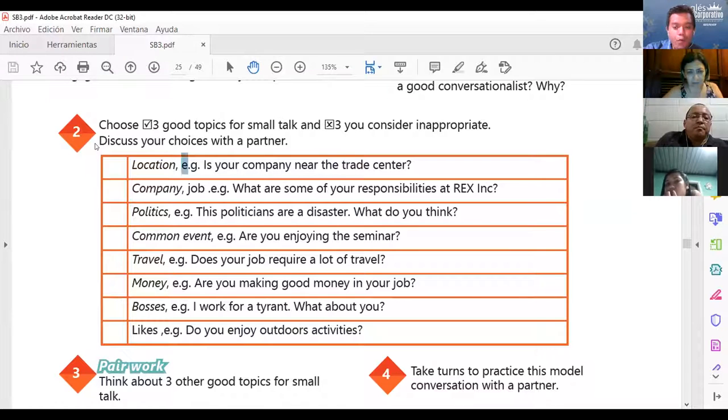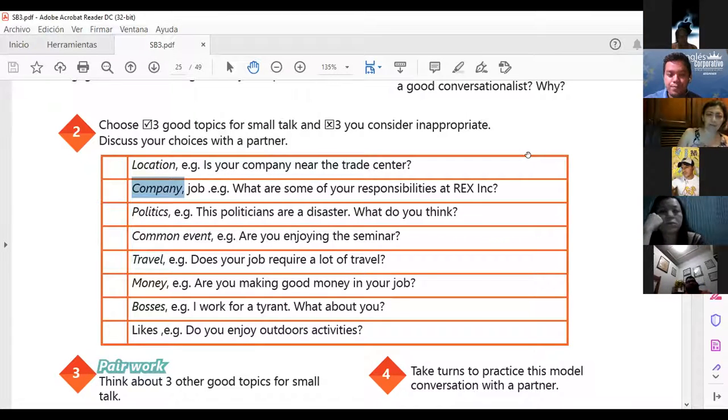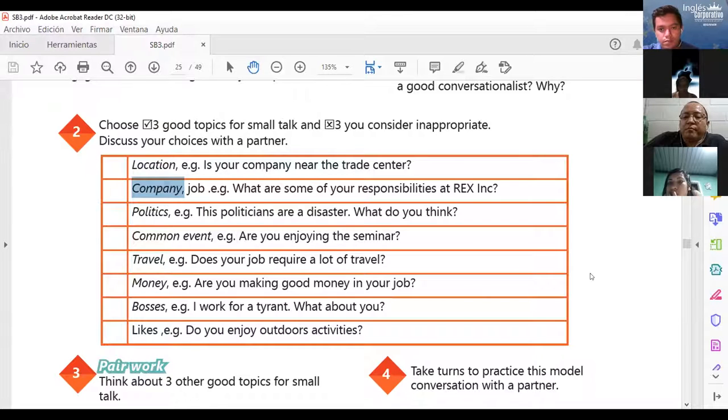Romeo, read the following one. The company, or vocabulary questions related to company. What are some of your responsibilities at Rex Inc? Okay, so when we talk about the company, it's the type of job. Es el tipo de trabajo que ustedes tienen, qué departamentos manejan, qué departamentos están, something like that, related to the company. For example, este nada más es un ejemplo de pregunta, dice, what are some of your responsibilities at Rex Inc? Okay, that is a common question.